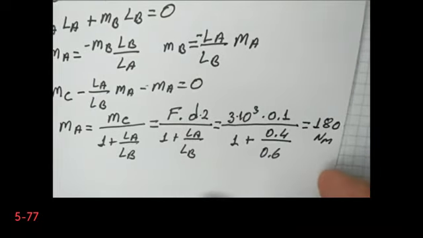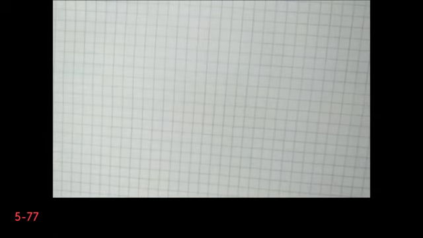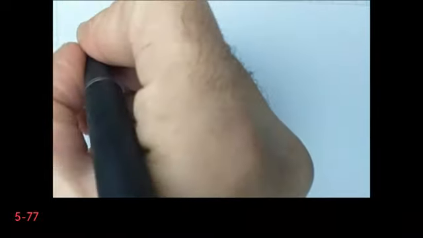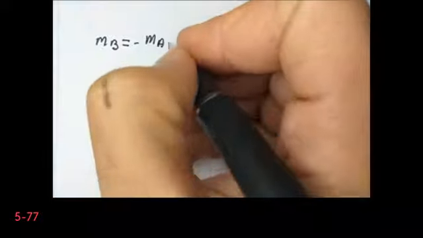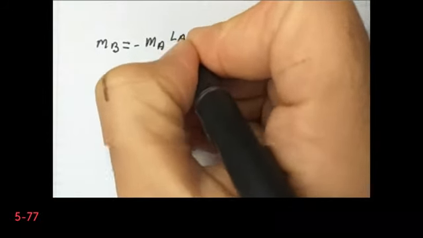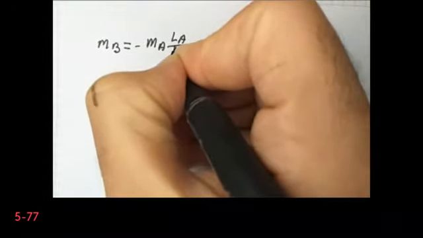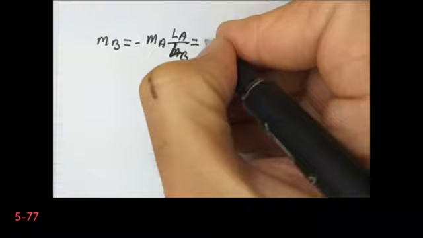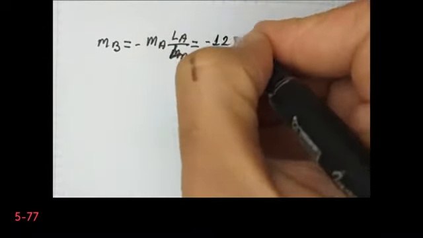Okay, so now I'm going to calculate MB. MB is equal to minus MA multiplied by LA divided by LB, sorry, and this makes minus 120 Newton meters.